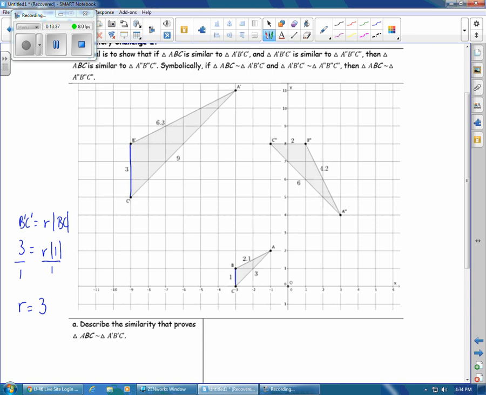So where is A right now? A is at -1, 2. B is at -3, 1. And C is at -3, 0. So if I dilate by a scale factor of 3, I'm not going to call it A prime because we already have a prime up here. I'm just going to call it A sub 1. -1 times 3 is -3. 2 times 3 is 6. B sub 1: -3 times 3 is -9. 1 times 3 is 3. And then for my C, -3 times 3 is -9. 0 times 3 is going to be 0.